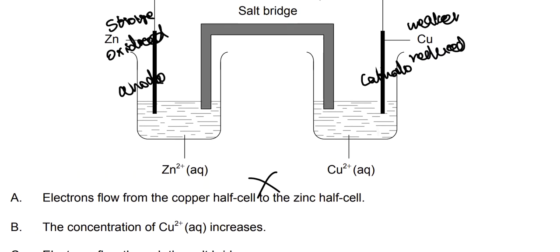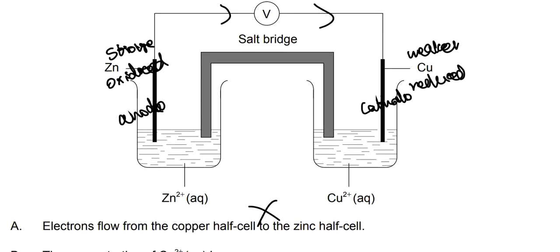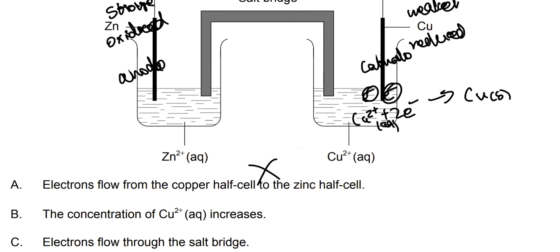Concentration of copper 2 plus increases. Well, let's see. We're going to have reduction occurring here. So we're going to have all these negatively charged electrons there, and the copper 2 plus ions can combine with 2 electrons to form solid copper. So this actually would decrease.